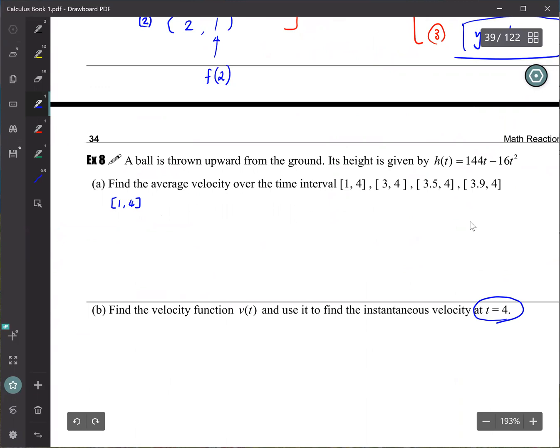1, 4, 3, 4. So we are not drawing the graph, because this is also a problem. And the last one, 3.94. So the gap is 0.1 seconds.